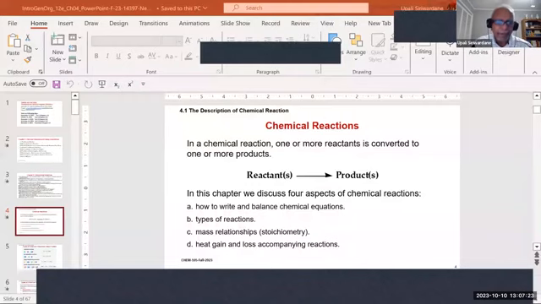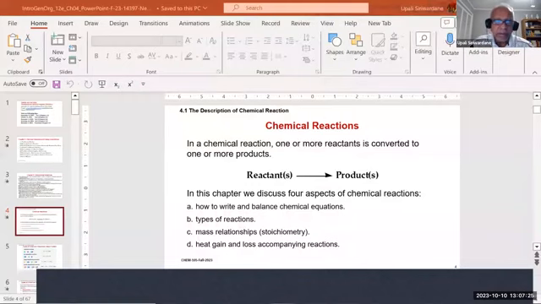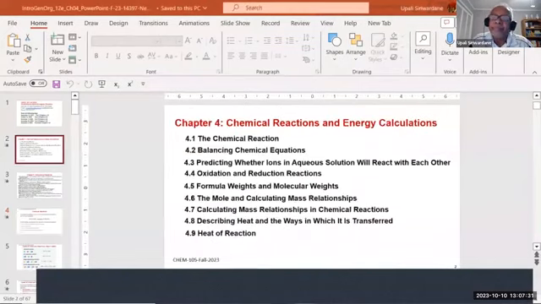Do you see my Chapter 4 chemical reactions slides? Chemical reaction and energy calculations. Yes. All right. I'm going to go over mostly questions and introduce the concept as we go along. I'm going to start from this page.